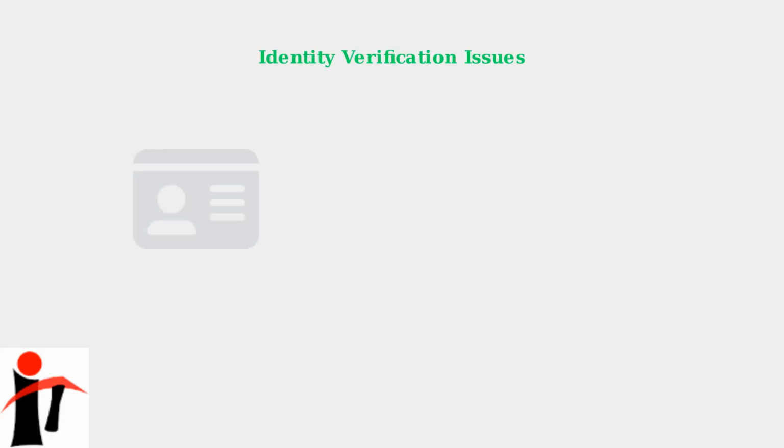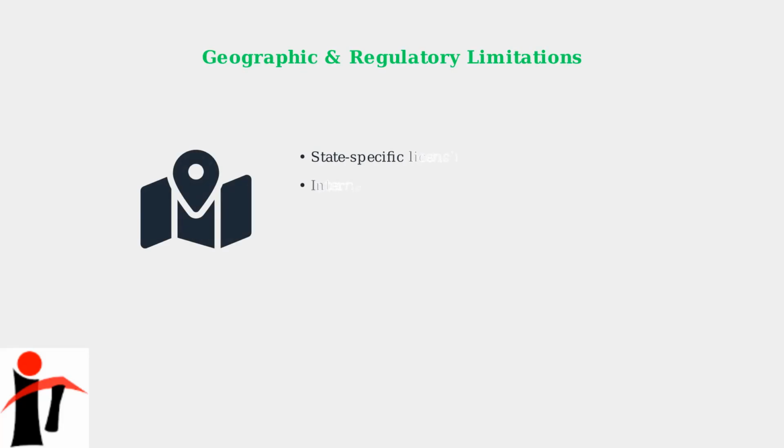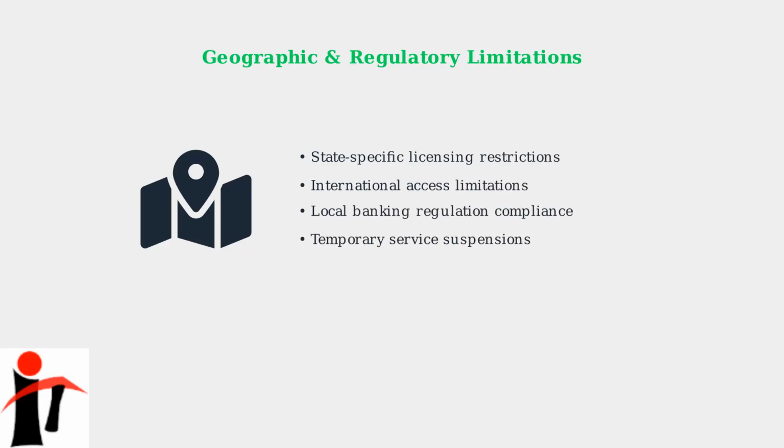There are four main categories of issues that can trigger this restriction. First, identity verification problems occur when your personal information doesn't match exactly, or when the same information has been used on another account. Second, geographic and regulatory limitations can prevent sign-up. Cash App must comply with different state laws and banking regulations, which can restrict access in certain areas.